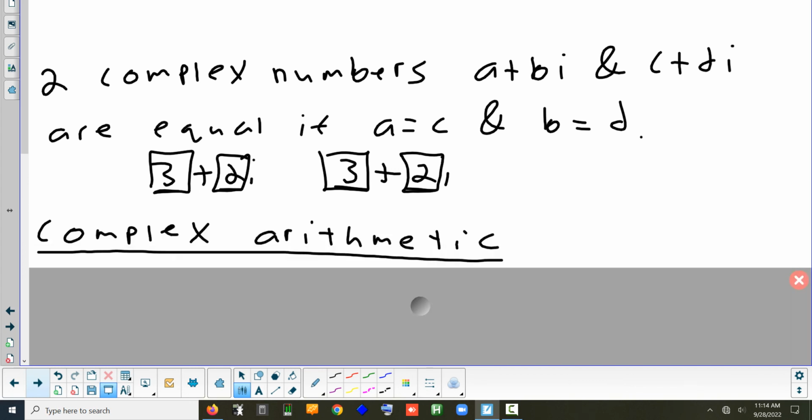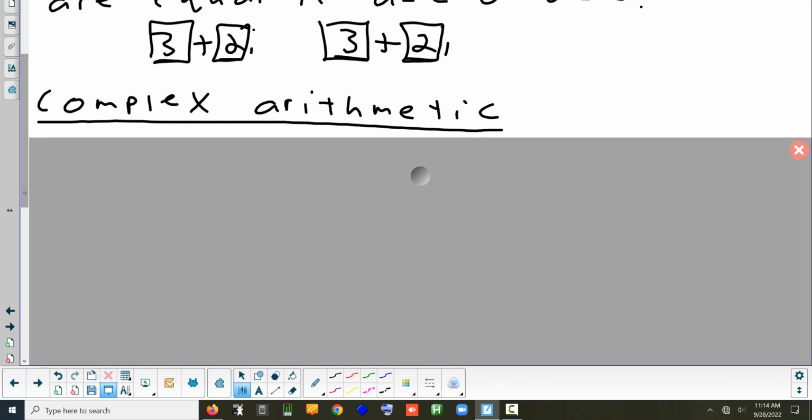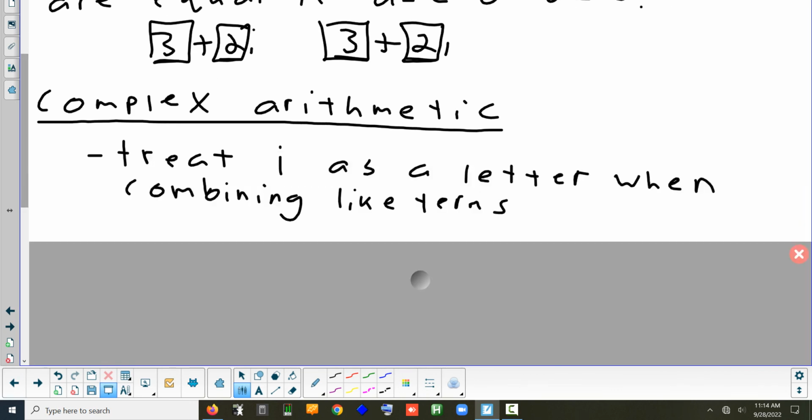Yeah. So we're going to look at adding, subtracting, multiplying, and dividing complex numbers really quick. Something you did back in Algebra 2. And I know I told you that i is a number, like the Greek letter pi. We use that as a number now. But if you treat i as a letter, when you combine like terms, it follows all the same rules. So like 2i plus 3i is 5i, just like 2x plus 3x is 5x. It follows that same idea. So we'll try to think of it as a letter when we combine like terms.